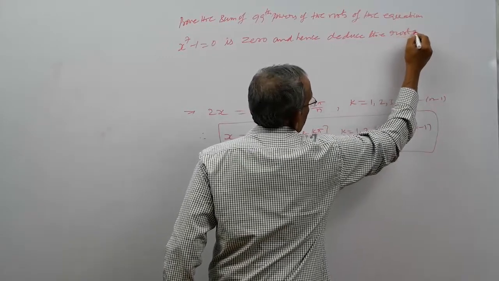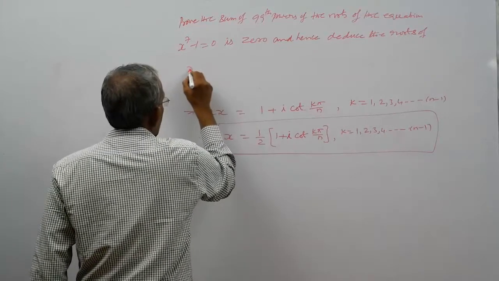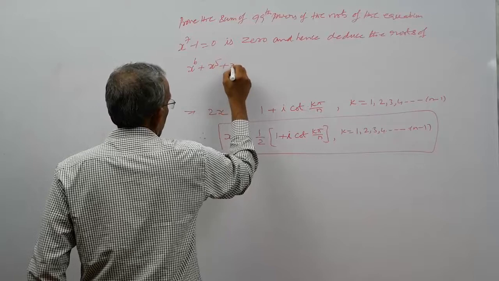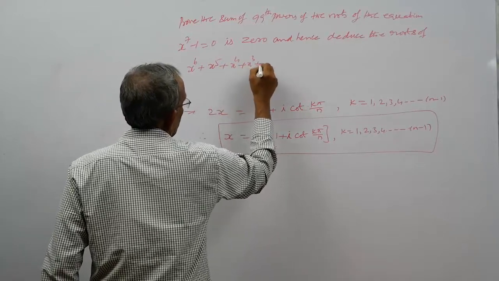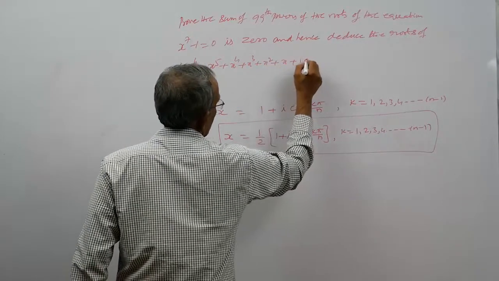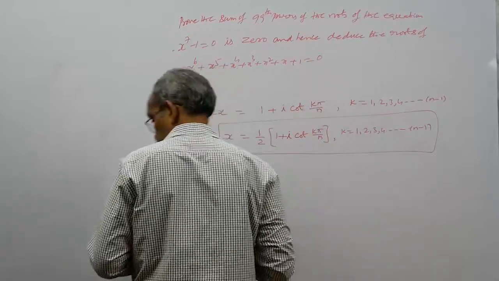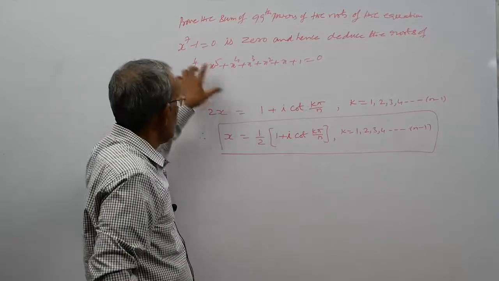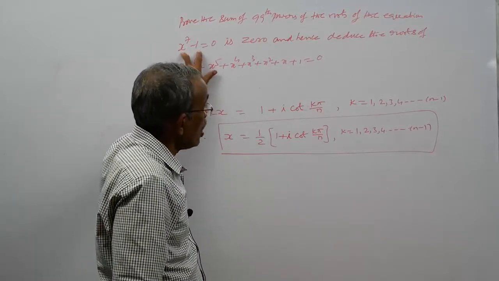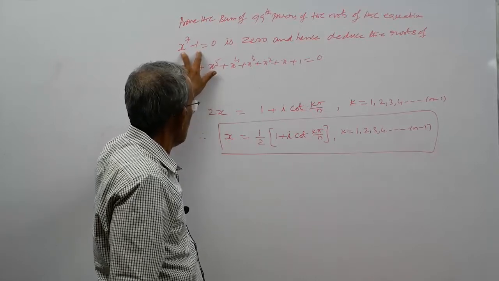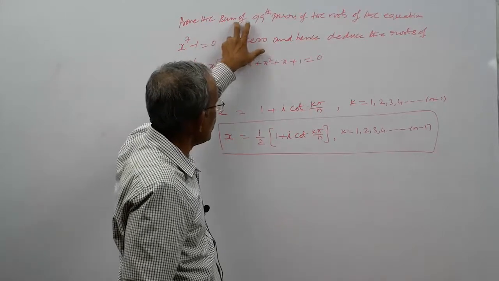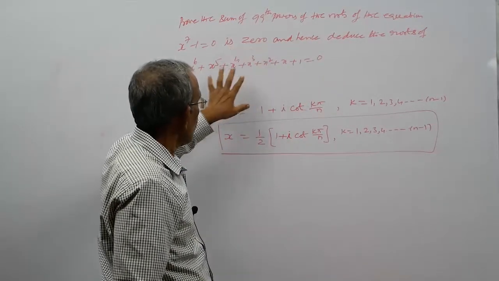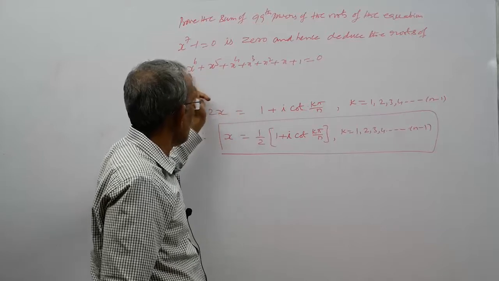Here first we have to find the roots of the given equation. After that, we have to prove that the sum of the 99th powers of the roots of the equation is 0. After that, we have to deduce the roots of this equation.